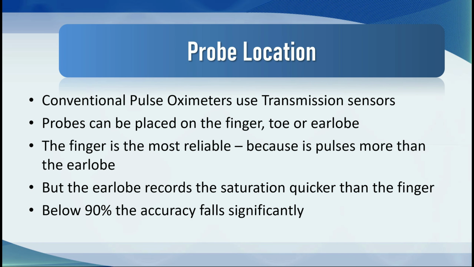Conventional pulse oximeters use transmission sensors. Probes can be placed on the finger, the toe, or the earlobe. The finger is the most reliable because it pulses more than the earlobe. But the earlobe records the saturation quicker than the finger. Below 90%, accuracy of the pulse oximeter falls significantly, and the accuracy is poor below 80%.